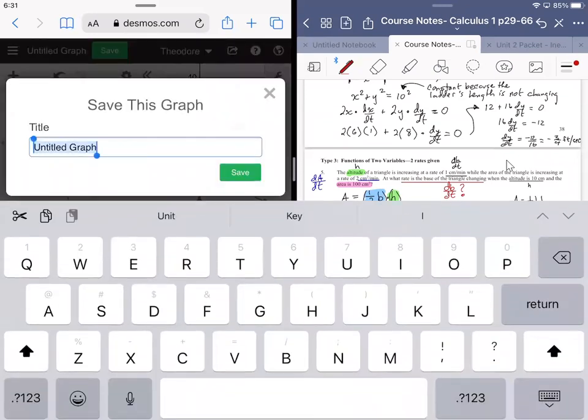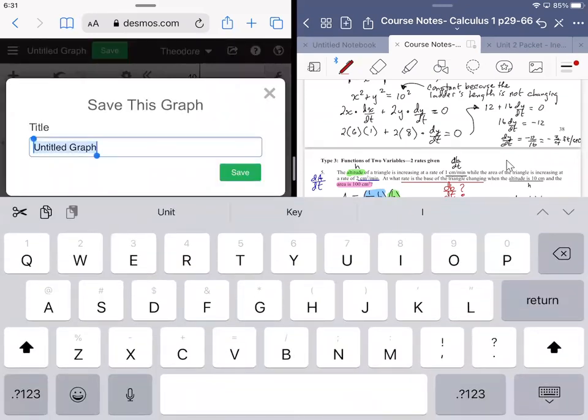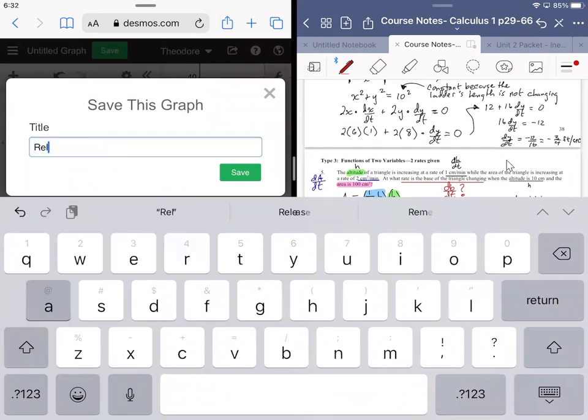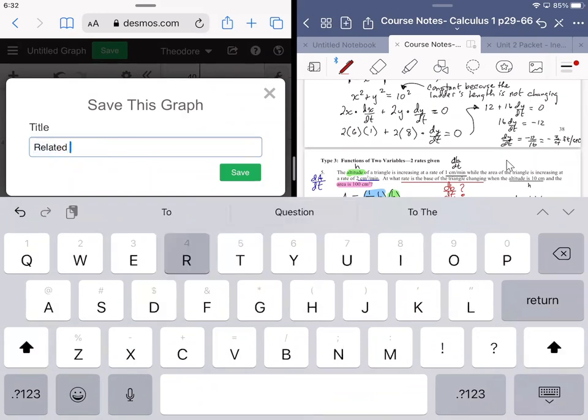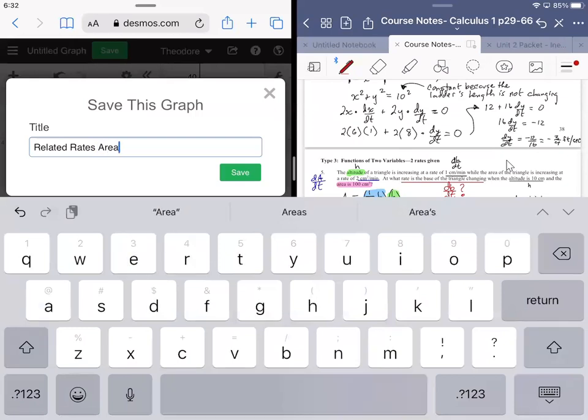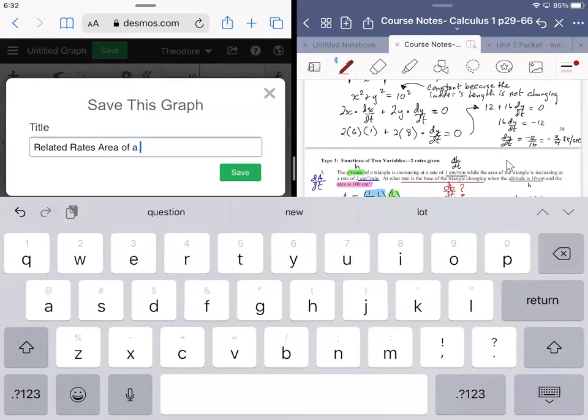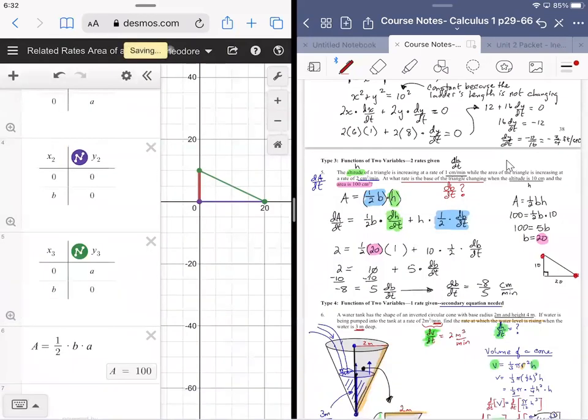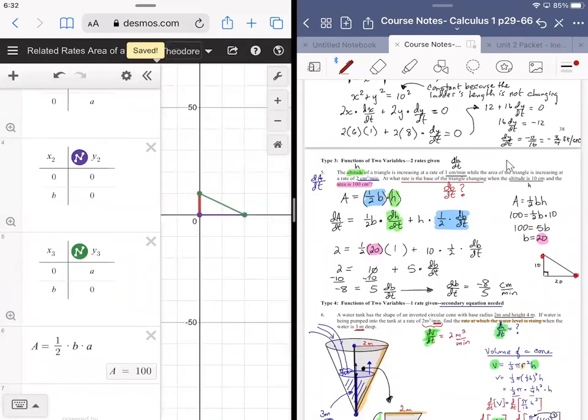So I'll save this. I don't even know what to call it. Related rates. Area of a triangle. All right, so at least you have that.